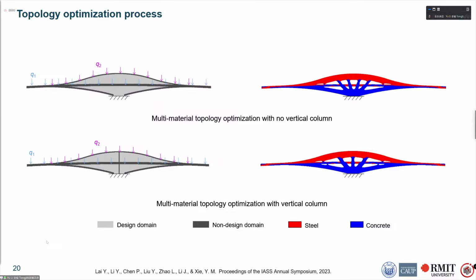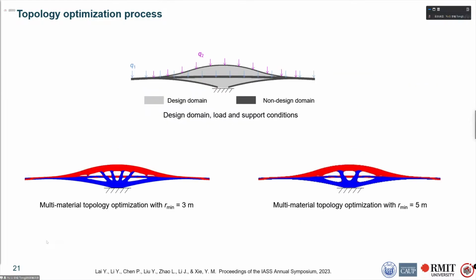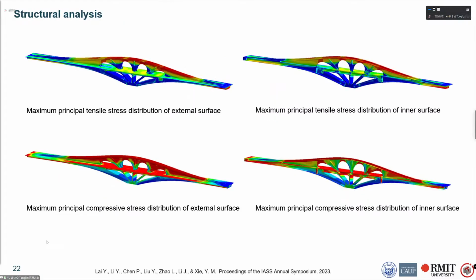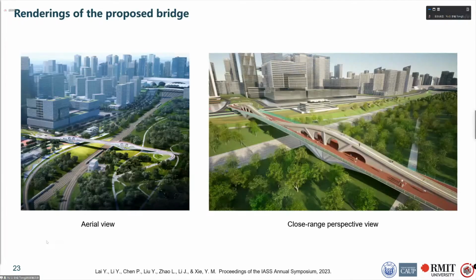Here, we added a central vertical column as a non-design domain, and as a result, we obtained a different design with fewer branches. Moreover, by adjusting the filter radius, we can obtain a result with even fewer branches. Here is the structural analysis of this bridge. Here are the renderings of this bridge.